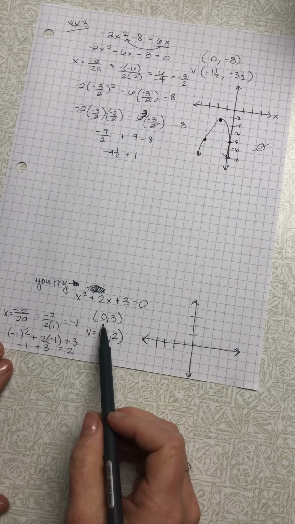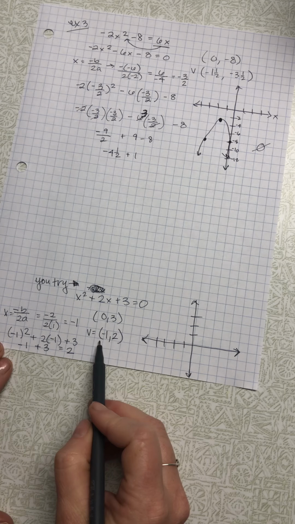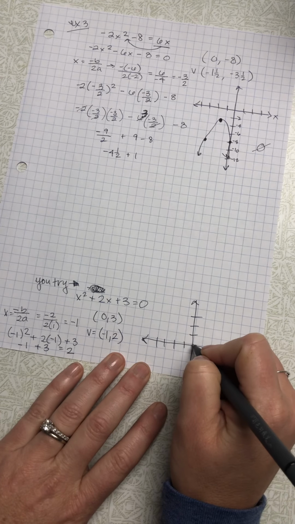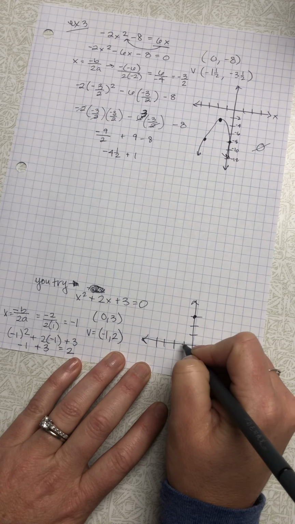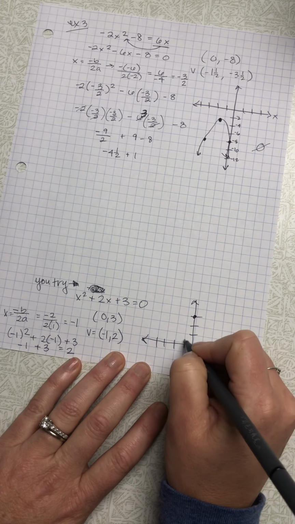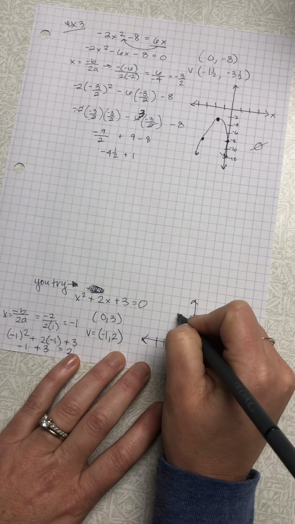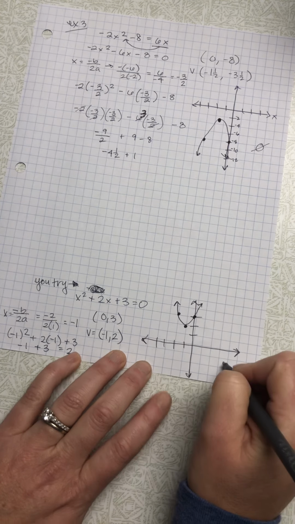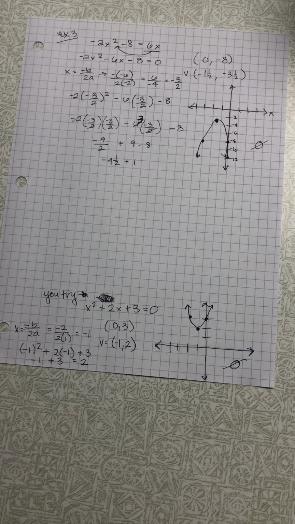you should have got for your points 0 and 3. And then for your vertex, -1 and 2. And when we graph that, 0, 3 is here, and -1 and up 2 is here. Which means this one is another no solution. Doesn't cross the x-axis.